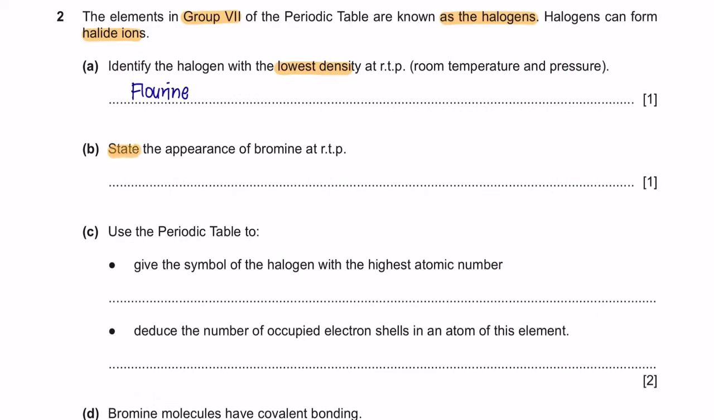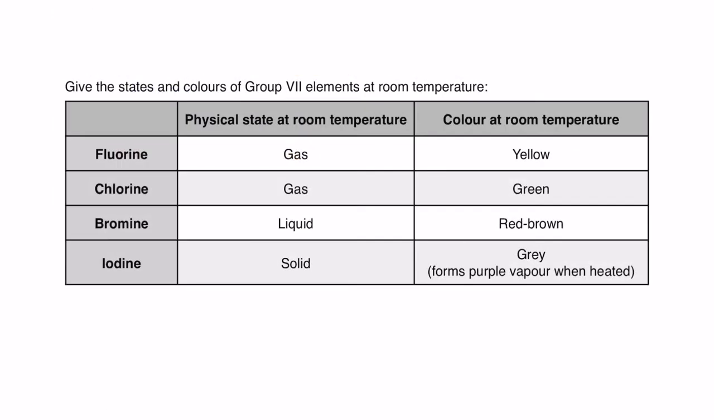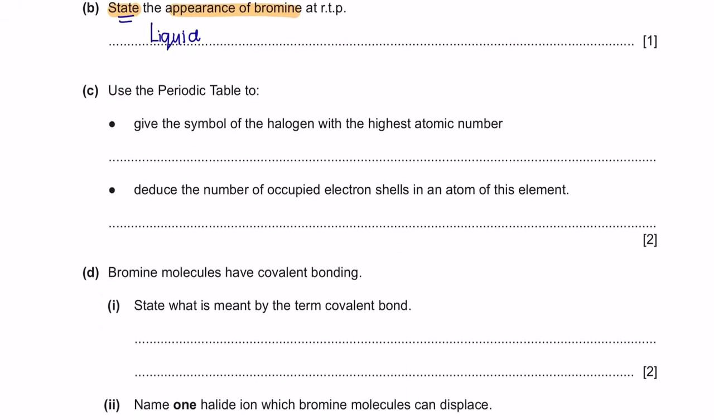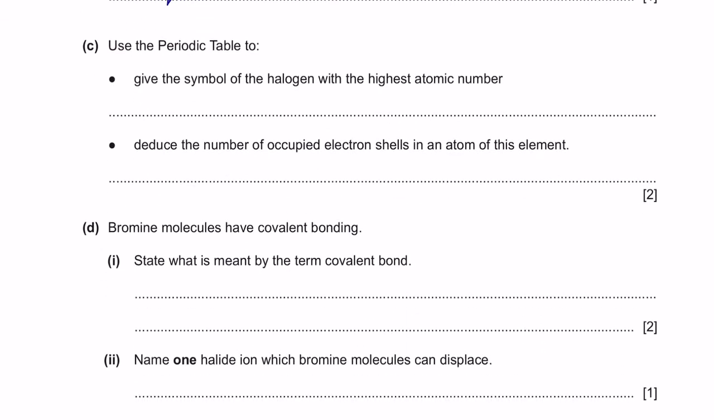Next, part B. State the appearance of bromine at room temperature and pressure. You must remember the state and colors of group 7 elements at their room temperature. For bromine, the physical state is liquid and the color is red-brown. So the state would be liquid. Question C. Use the periodic table to give the symbol of the halogen with the highest atomic number and deduce the number of occupied electron shells in an atom of this element.